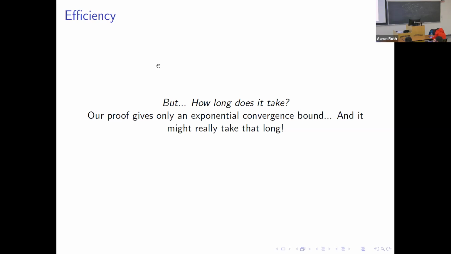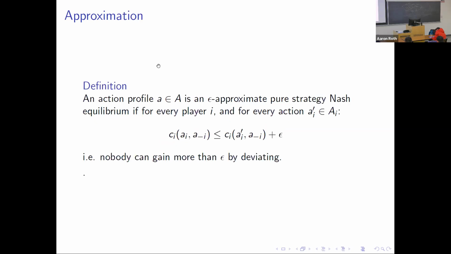So, is there any hope? Can we say anything non-trivial about convergence speed? And the answer is yes, if we're willing to think about approximation. So what do I mean by that? The way we've defined a pure strategy Nash equilibrium so far is that everyone should be playing simultaneously an exact best response to everyone else. Nobody should be able to improve their commute time by even a microsecond.